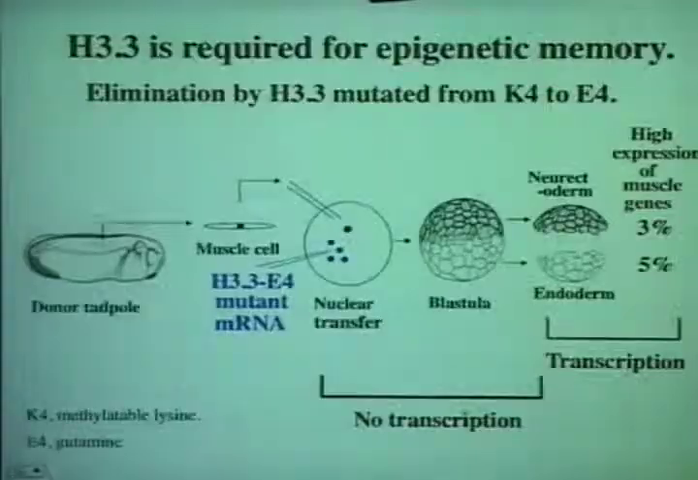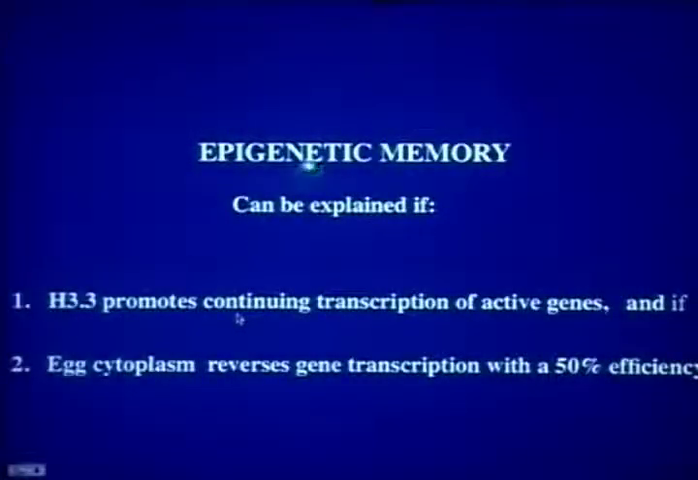So it argues that this epigenetic memory can be explained by the fact that the histone H3.3 promotes continuing transcription of active genes. So when you transplant a nucleus with an active muscle gene, the high content of histone H3.3 in the egg makes that muscle gene transcription continue. Of course, it doesn't matter in normal life, because when a sperm enters the egg, it doesn't have any memory there, and therefore the H3.3 doesn't promote any kind of inappropriate memory.